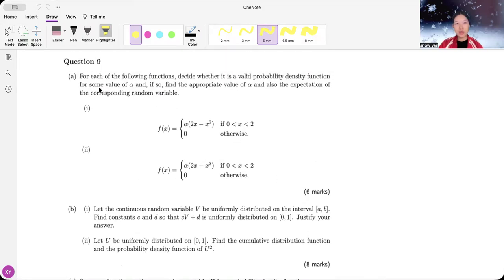In part A, we're asked, for each of the following functions, decide whether it is a valid probability density function for some value of alpha, and if so, find the value of alpha and also the expectation of the corresponding random variable. So in part I, we have this, right?